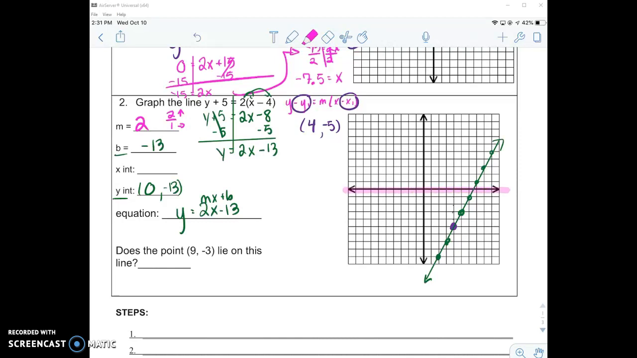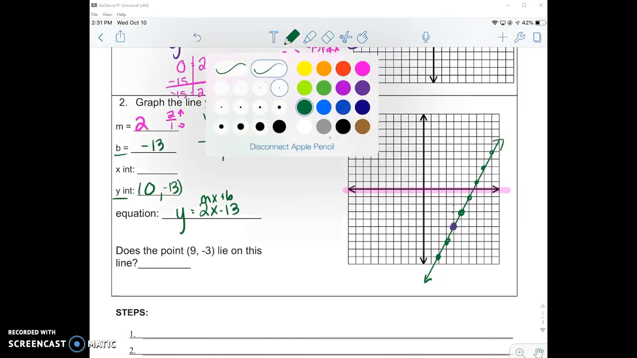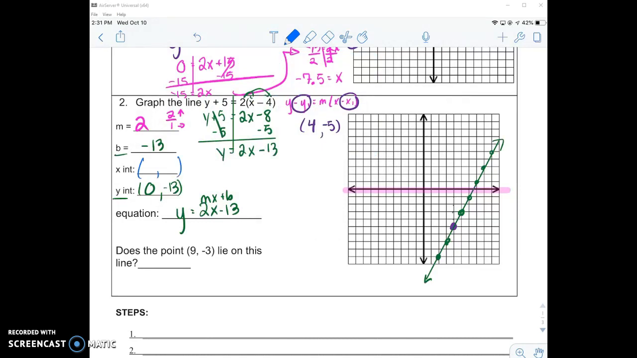On my graph, my line does not cross the x-axis at a direct point, so I'm going to solve for my x-intercept using what I know about x-intercepts, and that is that the y value is always 0. So if I plug in a y value of 0, 0 equals 2x minus 13. I add 13 to both sides. 13 equals 2x, divide by 2. 13 divided by 2 is 6.5. So my x-intercept is the point 6.5, 0.